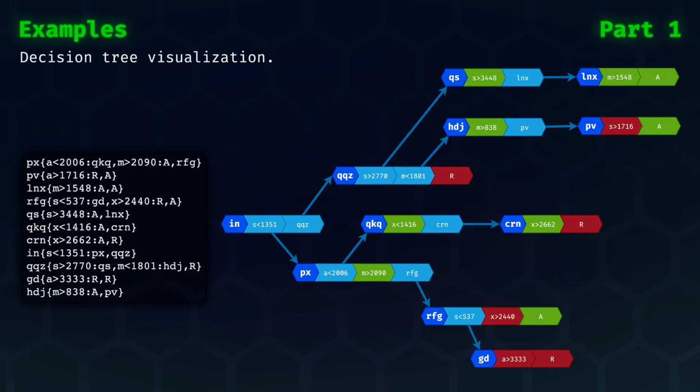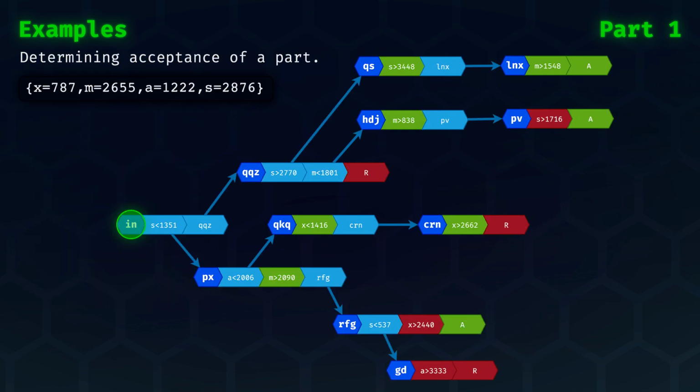On the right, you see those same workflows visualized in a tree. Every dark blue cell is the label of a workflow, and the colored blocks help us decide whether a part should be redirected to a different workflow or whether it is accepted or rejected. For convenience, I colored blocks which mark a part accepted green and those that reject a part red.